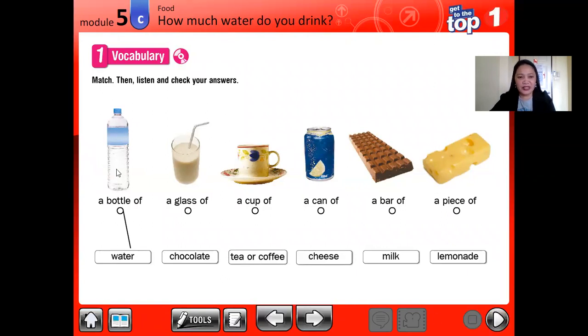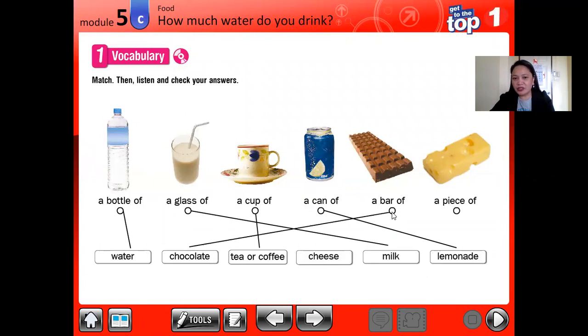All right, so that's it. Now we are going to answer. We have here a bottle of water. Next, we have a glass of milk. How about the next one? A cup of tea or coffee. Next, we have a can of lemonade. All right, a bar of chocolate, and a piece of cheese.